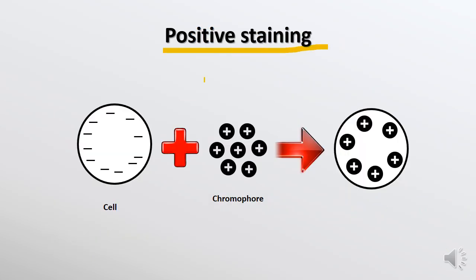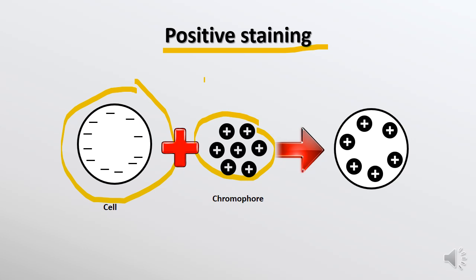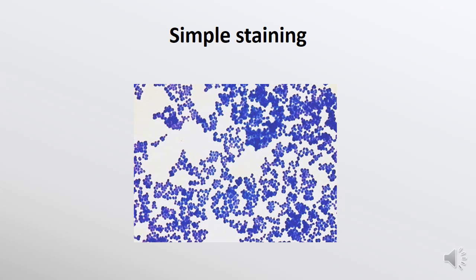Okay, this diagram is to show you the mechanism of a positive staining. Usually the cell is negatively charged and the dye is positively charged due to the chromophore. Since the cell is negative and the dye is positive, the dye will just go and attach to the cells, which makes the cells stain. This is the image we obtained from a simple staining using methylene blue on Staphylococcus aureus. It's pretty obvious that Staphylococcus aureus are spherical.